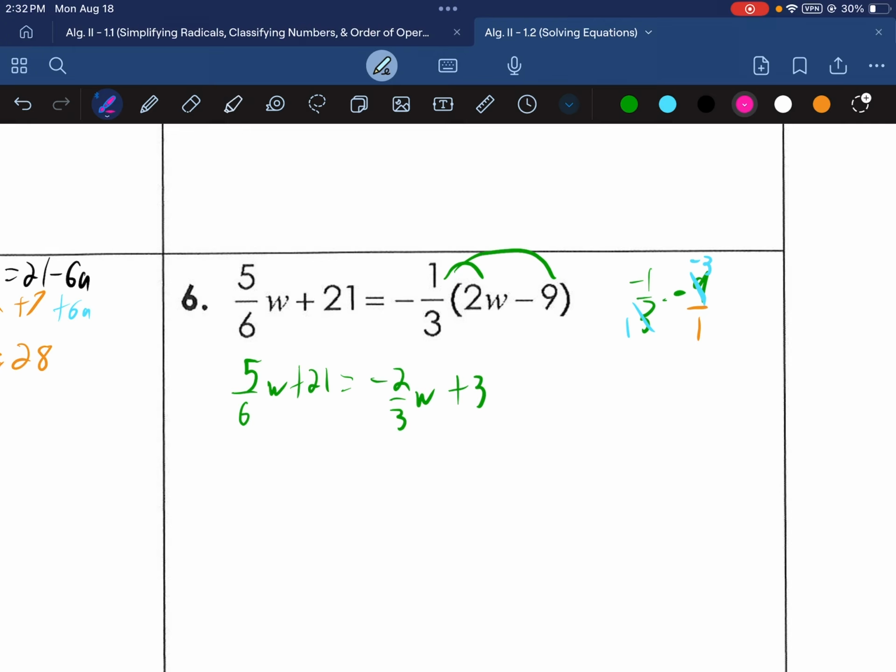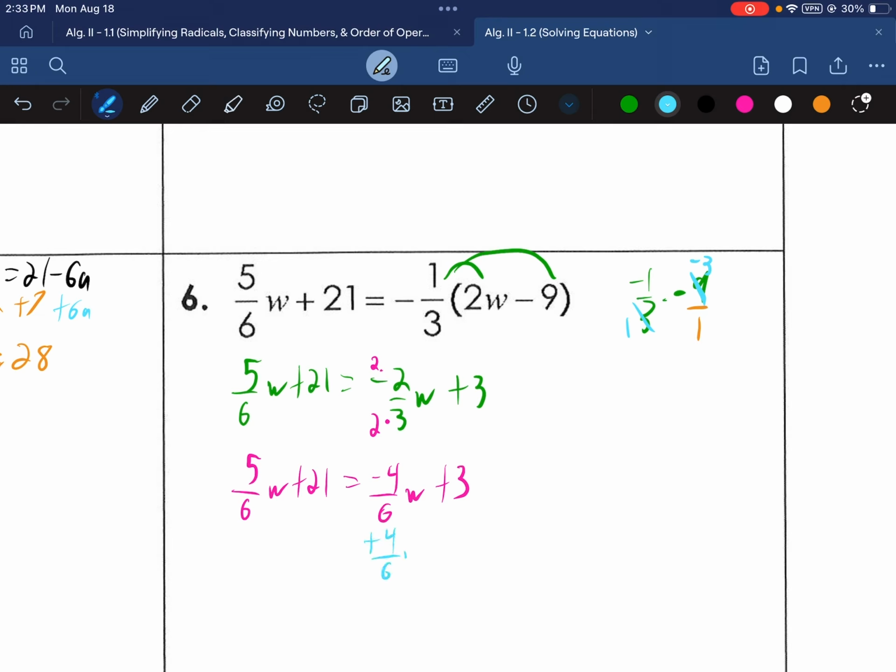Now I need to move my variables from one side to the other, and so I'm trying to move my smaller variable toward my bigger variable. The negative is smaller than the positive, so I'm going to move that one. However, before I add it to the other one and combine it, I'll need to get common denominators. My common denominator is going to be 6. So I'm going to multiply the top and bottom here by 2 to make 3 into 6. So I get 5 over 6w plus 21 equals negative 4 over 6w plus 3.